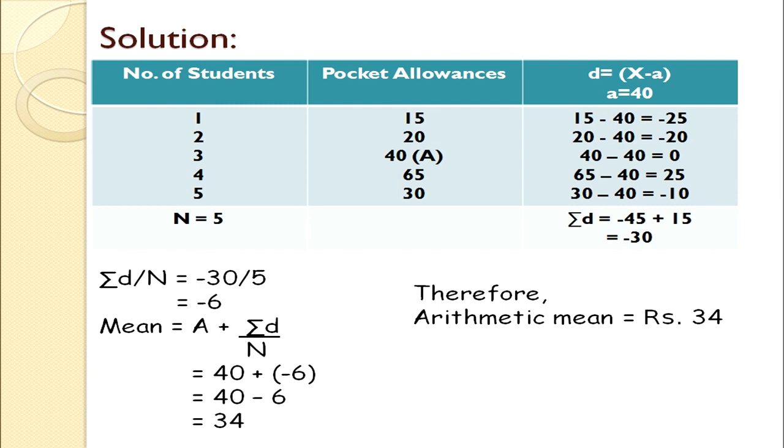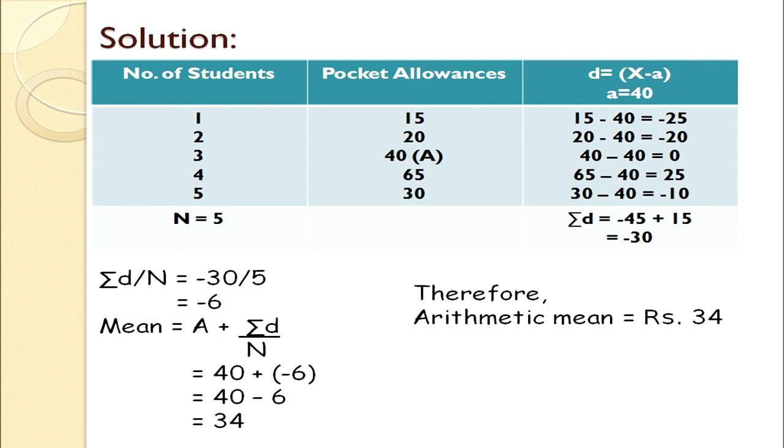Now, the next step is we have to calculate deviations from each item value. D, that is deviation, is calculated as x minus A. Over here, A is 40. So, 15 minus 40 is equal to minus 25. 20 minus 40 is equal to minus 20. 40 minus 40 is equal to 0. 65 minus 40 is equal to 25. 30 minus 40 is equal to minus 10.